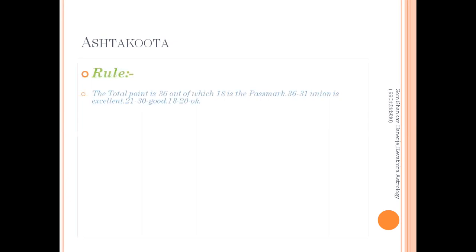Rule: the total is 36 points, out of which 18 is the pass mark. So you have to get 18. Below 18, it is non-compatibility, but we have to see in detail. That is what we're going to understand in this particular class. 31 to 36 is excellent. 21 to 30 is good. 18 to 20 is okay.